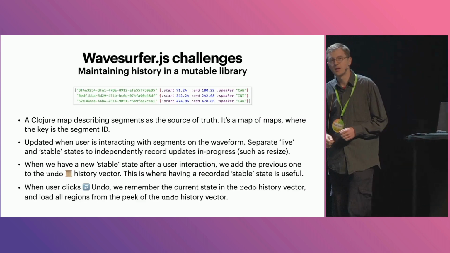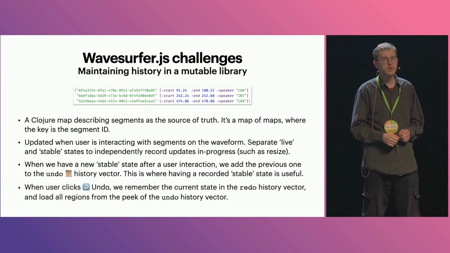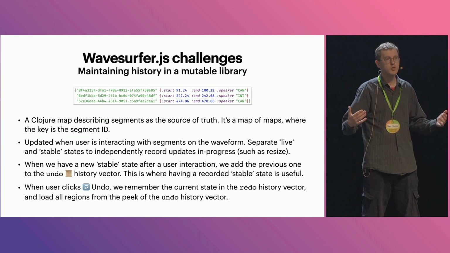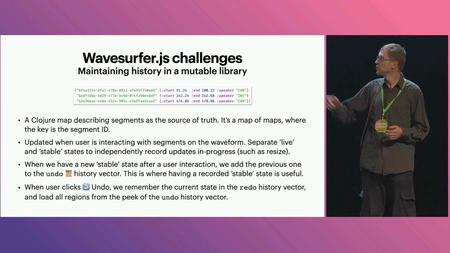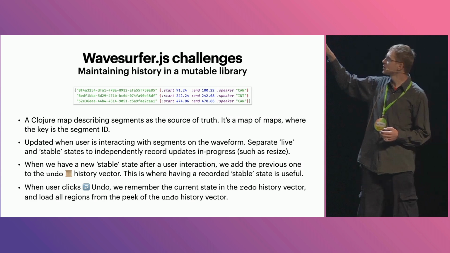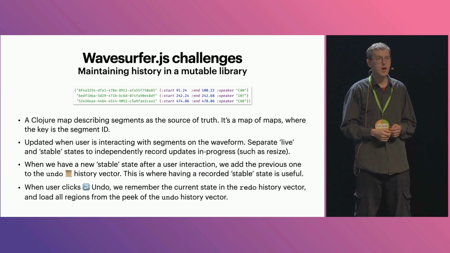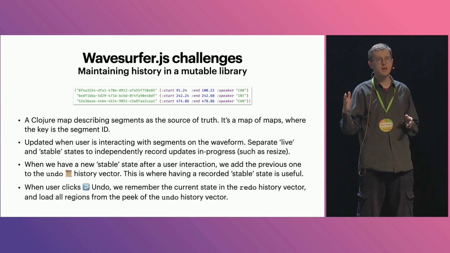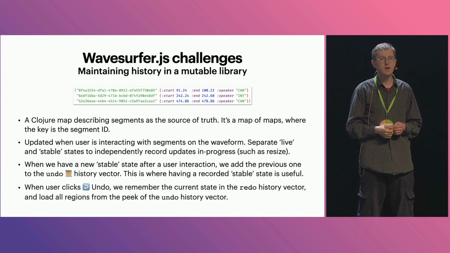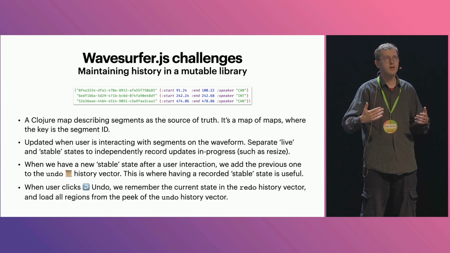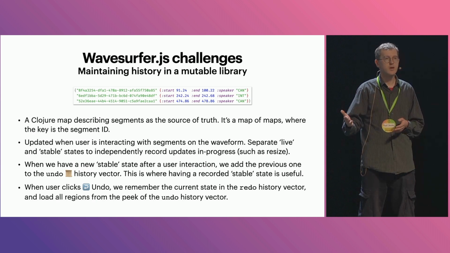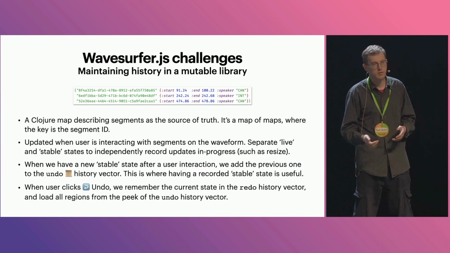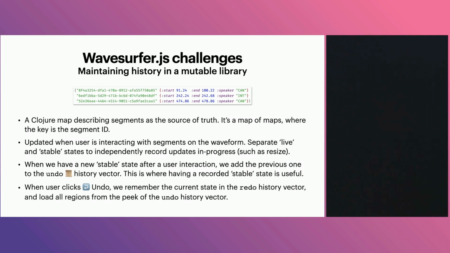And how do we isolate ourselves from the mutability? Of course, with a layer of immutability. On the top of there, you can see we have a map of segments. So from segment ID, we have some segment metadata, start time, end time, etc. We update that after each user interaction, and we have an undo vector and redo vector for having undo history.